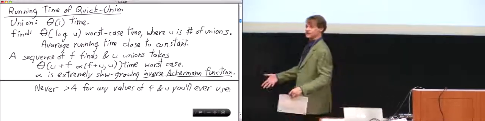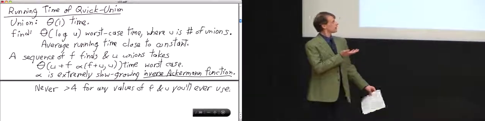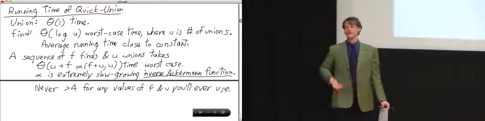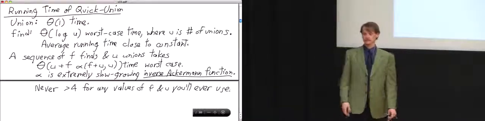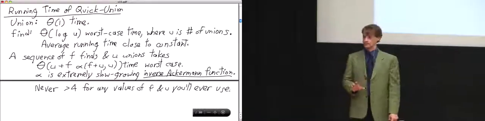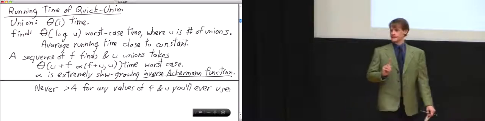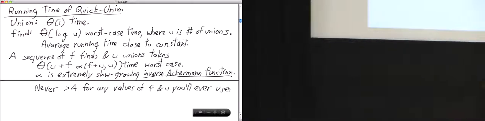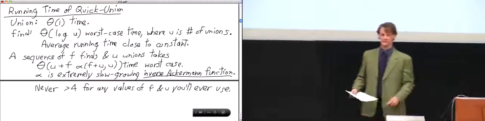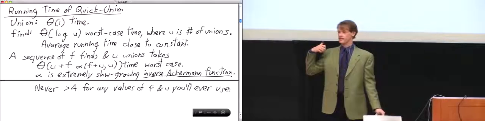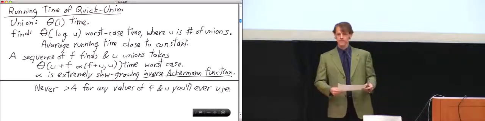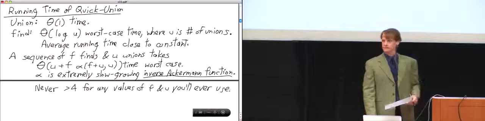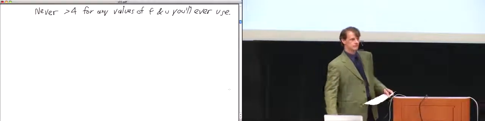So, for all practical purposes, find operations run in average in constant time, but not on the final exam. On the final exam, they're infinitesimally slower than constant time. Any questions about that? So that's it for disjoint sets.